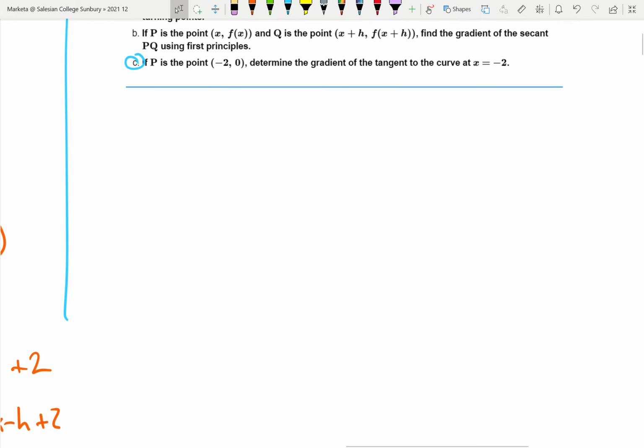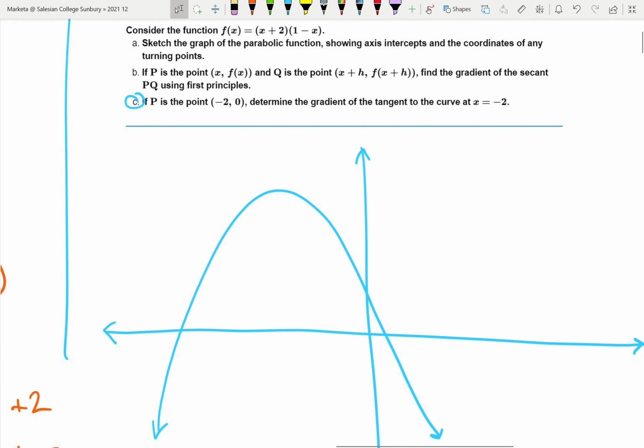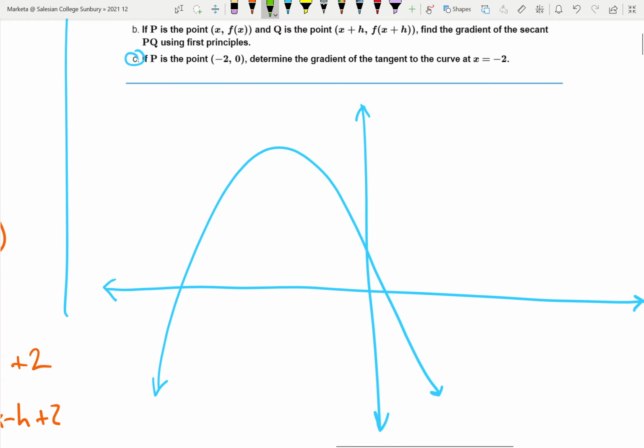All right, so let's see what they're talking about. And you don't need to draw two different representative diagrams, but I'm just doing it here again so we can see. Again, I really find that part A of this question was a bit of a waste. We shouldn't need to be finding the key features of parabolas at this stage. And considering the exercise is so long, I don't know why they've made us do that. If P is a point neg 2, 0, okay, neg 2, 0, so that's this. Determine the gradient of the tangent to the curve at x equals negative 2.